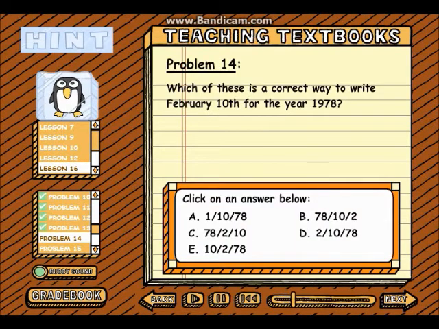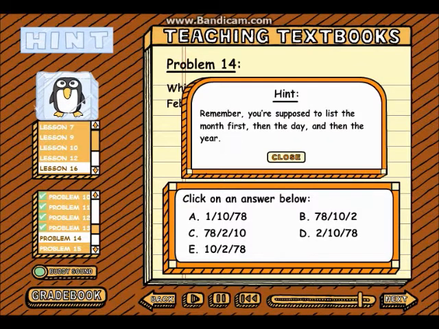Time out for a hint. Here, you need to tell which of these is a correct way to write February 10th for the year 1978. Here's a hint. Remember, you're supposed to list the month first, then the day, and then the year.